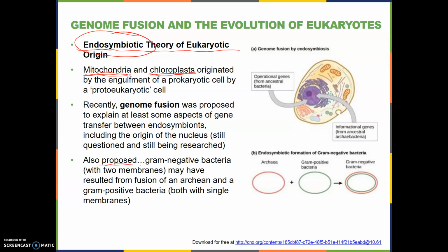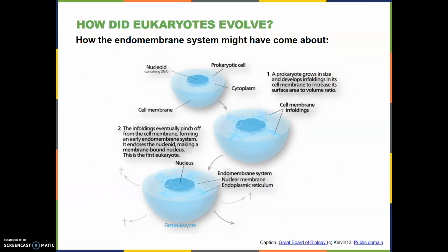I just want to make sure that you understand the endosymbiotic theory just states that a cell engulfed bacteria that were similar in structure and function to mitochondria and chloroplast. And then over time, instead of living symbiotically with that cell, they became part of it. And that's how our eukaryotic cells of today came about. And this diagram shows you how this could have happened.